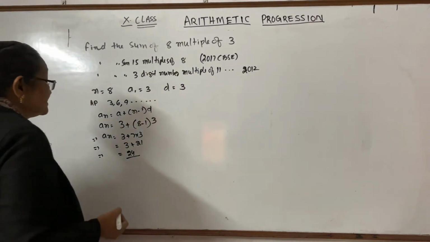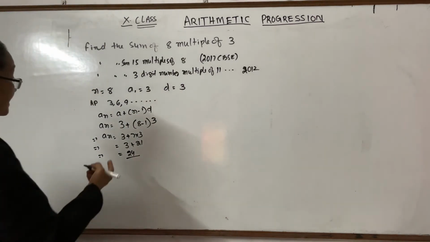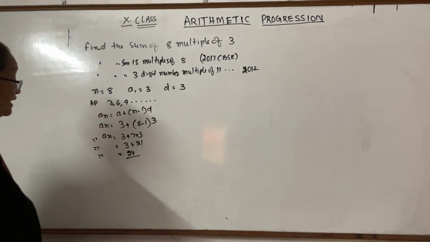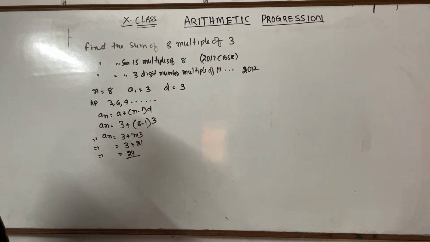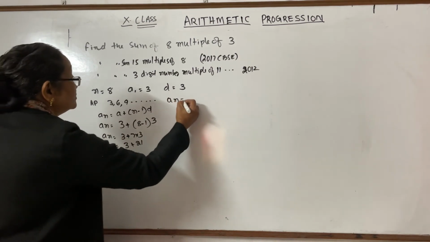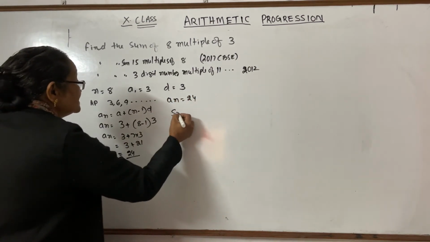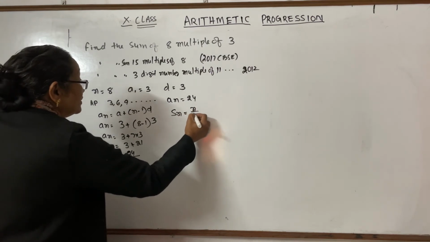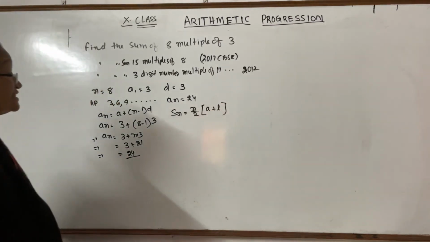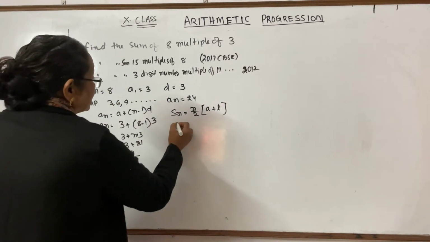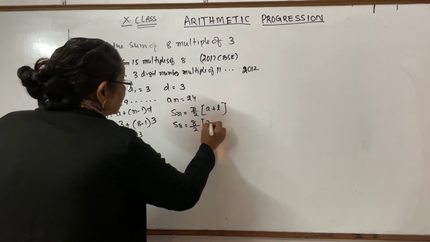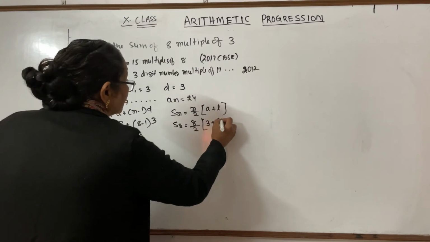Here, the 8th term, A plus 7D, you can also find straight away. You need not do all these steps, you can omit them. Okay. So now we got the 8th term is 24. That is our nth term. So Sn equals n upon 2 into A plus L. We know the first term, we know the last term, we know the number of terms. So what is the sum of 8 terms? 8 upon 2, A is 3, the last term is 24.